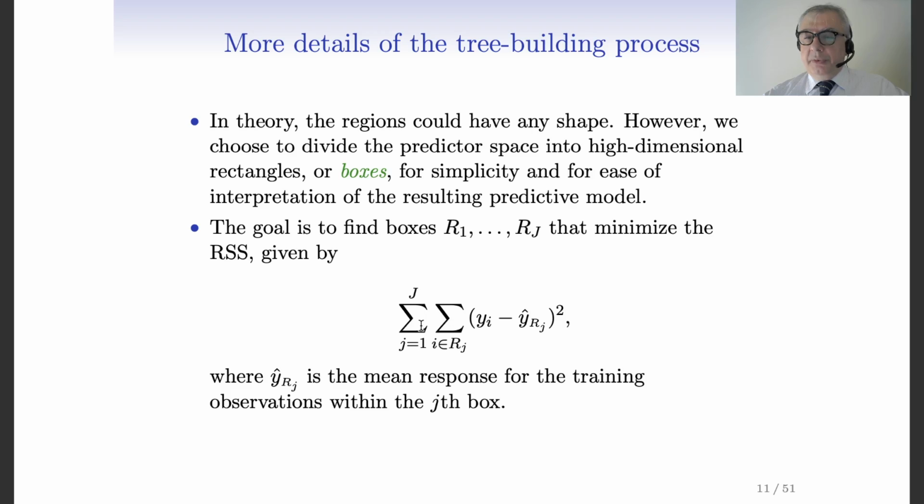And this can be written in this way. So the idea is to find boxes such that the sum of the squared residuals, this is the sum of the squared residuals for some given Rj box, and then I take the sum with respect to all the capital J boxes. So in the end, I want the sum of the squared residuals to be the smallest possible, and here the predicted response is just given by the mean response for the training data that fall within the jth box.